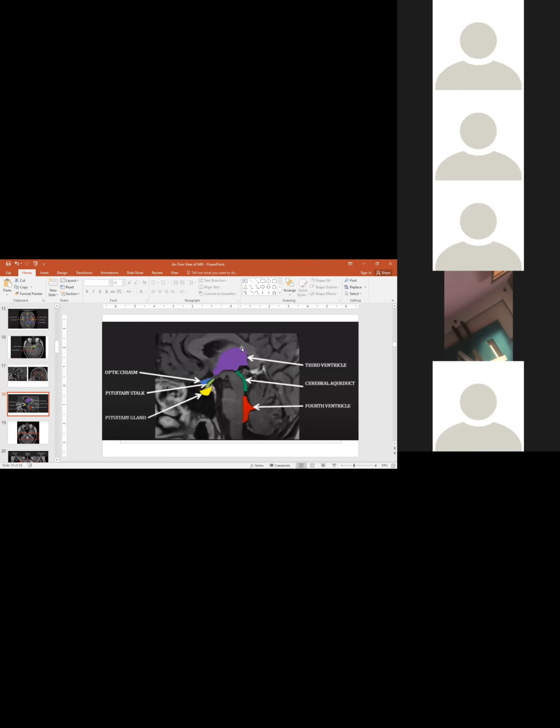But here on MRI, in an adult case, we can see the total dimensions of this third ventricle in midline sagittal section. This violet colored structure is the third ventricle, and it is connected to this greenish, narrow tube-like structure, which is known as the cerebral aqueduct. And the cerebral aqueduct will continue to meet the fourth ventricle. This is the fourth ventricle, and this is the cerebellum.